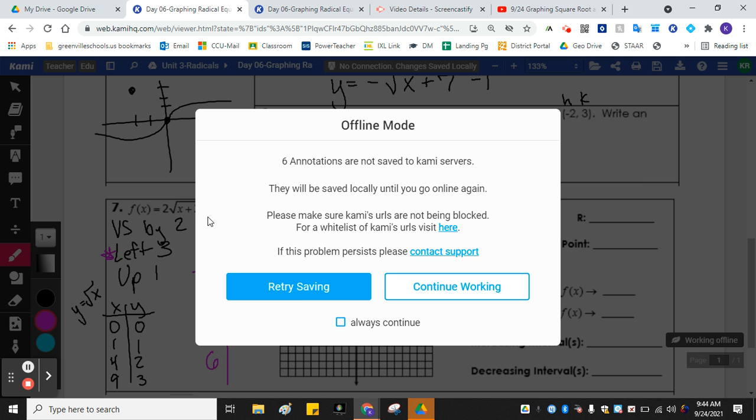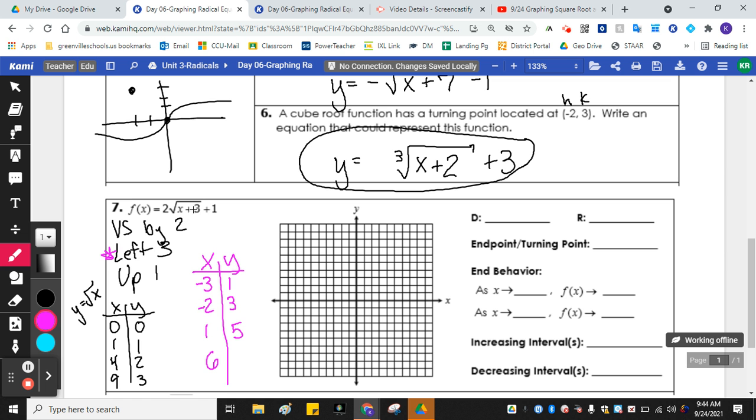Another way to do it is to use your transformations, but go by the order of operations. So we are going to multiply this number by 2 first and then add 1. Just like here, we multiply by 2 and then add 1. Multiply by 2 is 6, then add 1, I'll get 7. So (-3, 1), (-2, 3), (1, 5), and (6, 7). Hopefully that's right. I try to count.